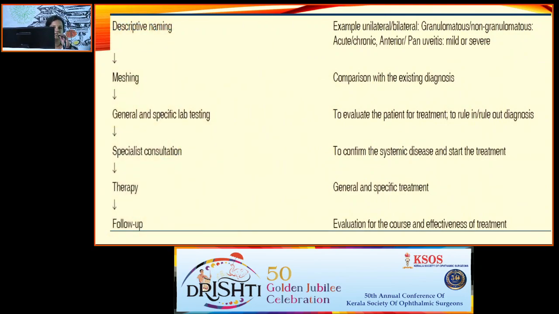And this is the protocol for the management of posterior uveitis. First, describe the uveitis, then match it, comparing the existing diagnosis, and general and specific lab testing to evaluate the patient. Then specialist consultation to confirm the systemic disease and start treatment. Then follow up.